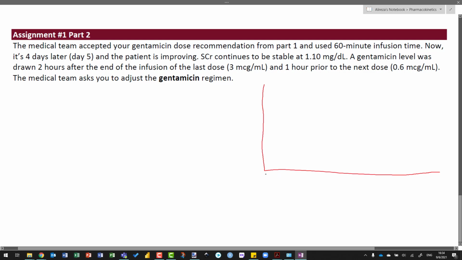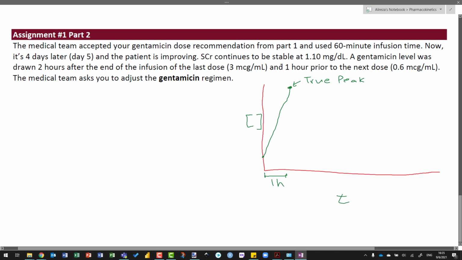So basically, the true peak is 1 hour after infusion. On the x-axis we're looking at time, and on the y-axis we'll look at gentamicin plasma concentration. Let's say it was a 1 hour infusion, so a 60-minute infusion. At the end of infusion you get your true peak. And whatever the trough was, that's basically what we start with, right?